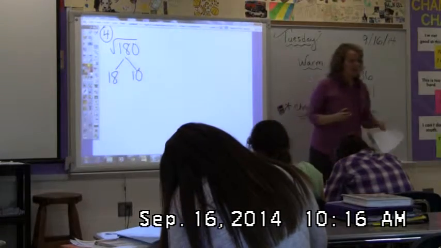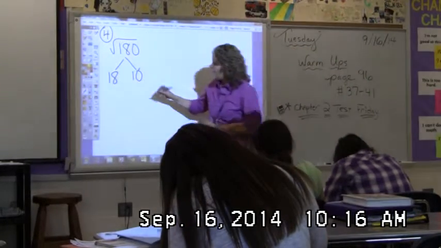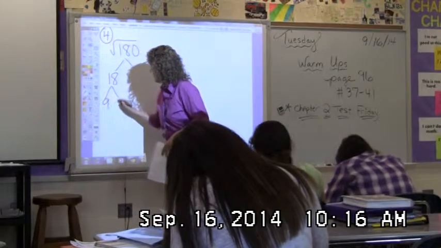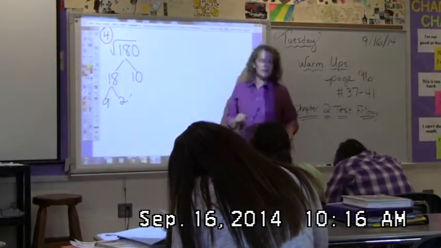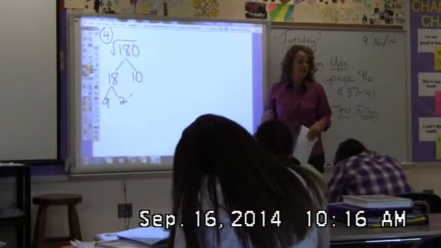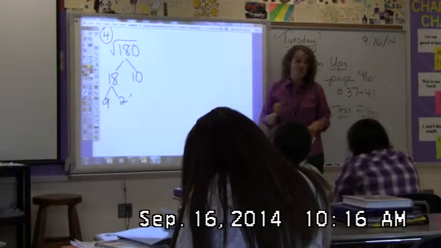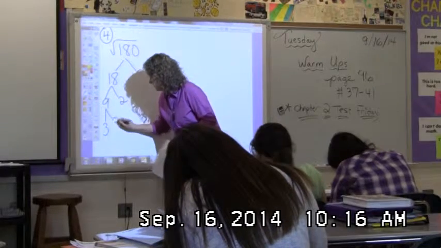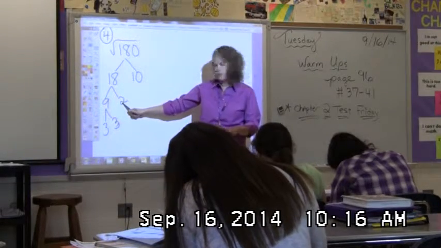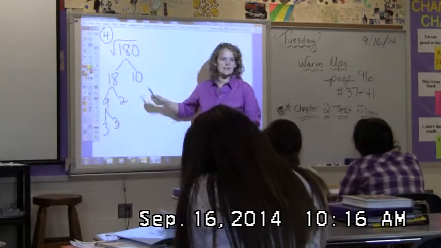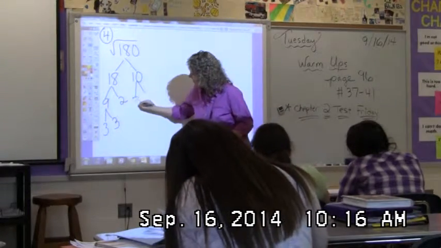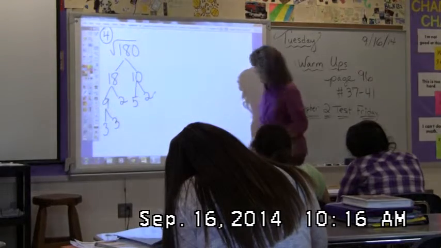Does the 18 break down? Yeah. Sure. That breaks down into what times what? 9 times 2. All right. Can we break down either one of those? Yes, 3 times 3 on the 9. Good. So I have 3 times 3 times 2. I can't break that. Can we break the 10? Yes. What is the 10? 5 times 2.